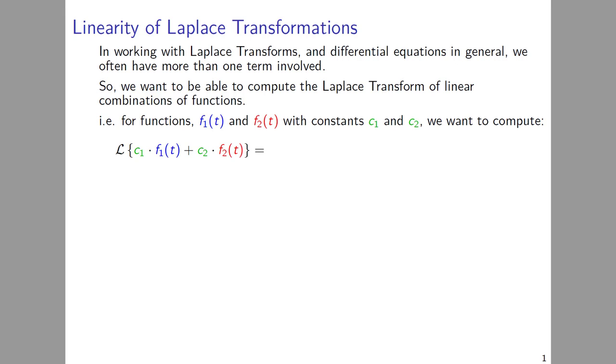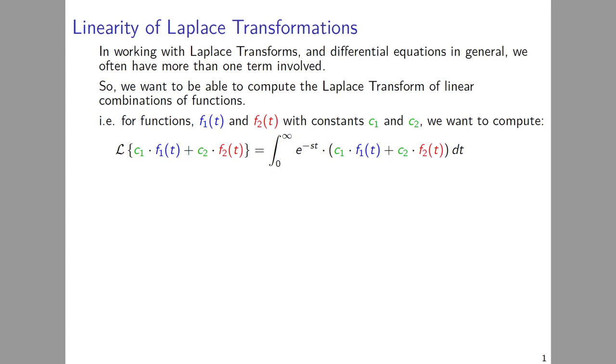In other words, if we have functions f1 and f2 with constants c1 and c2, we want to be able to compute the Laplace transform of the linear combination of these functions, c1 times f1 of t plus c2 times f2 of t. Like when we were computing Laplace transforms of other functions, we will start using our definition of the Laplace transform, that the Laplace transform of a function is the integral from 0 to infinity of e to the negative st times our function dt. Just now our function is the linear combination c1 times f1 plus c2 times f2.